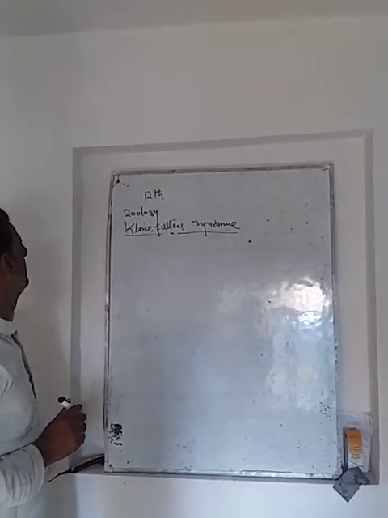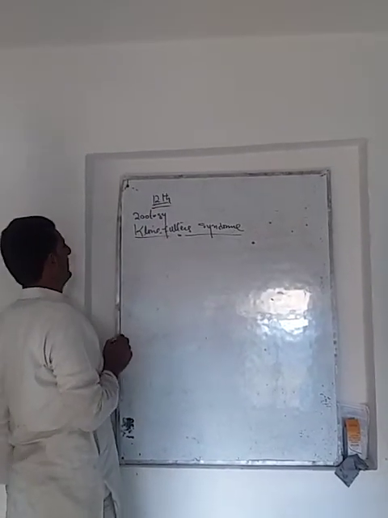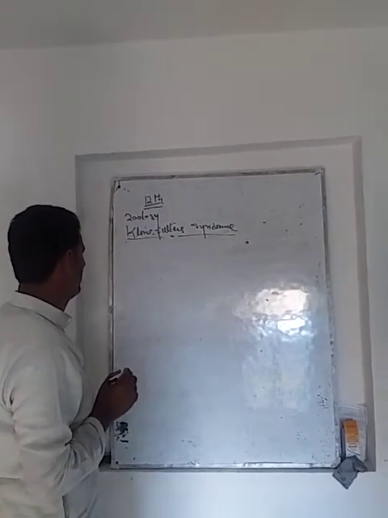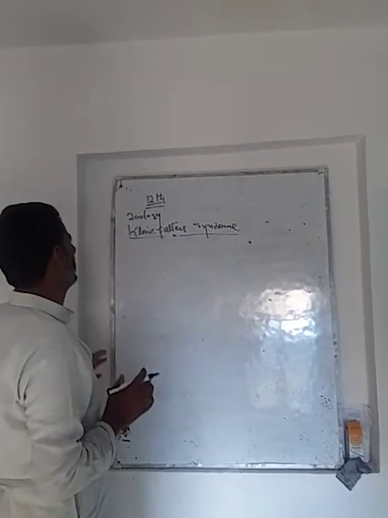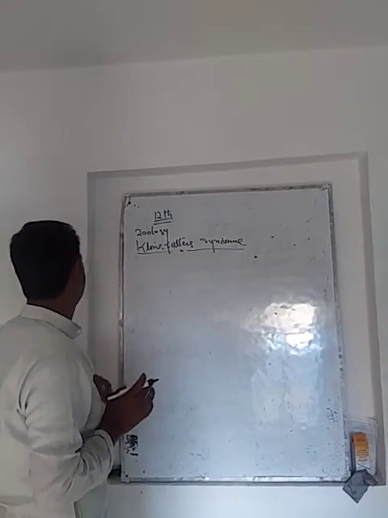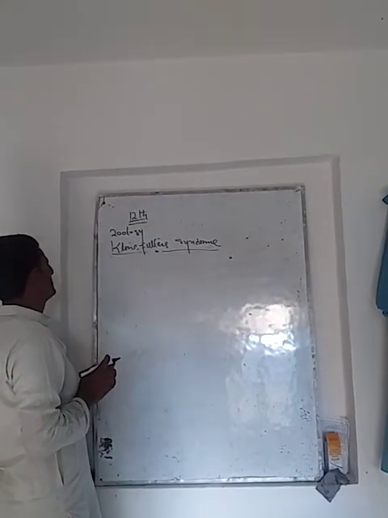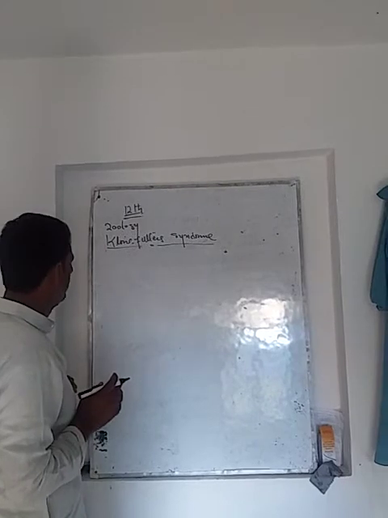Bismillahirrahmanirrahim. Dear students, it is class 12 and our subject is zoology and our today's topic is Klinefelter syndrome. Dear students, these all are genetical disorders or chromosomal abnormalities, or in other words we call them syndromes. Now it is the last third one, that is Klinefelter syndrome.